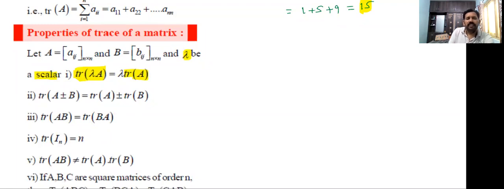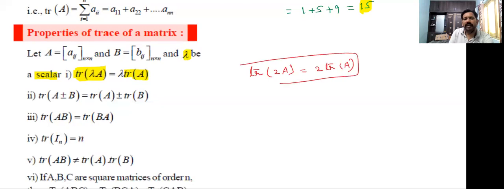Okay, so I'll write here one example. Trace of 2A. A is the matrix, so we can write 2 into trace of A. Whatever constant term is there, it goes right outside.